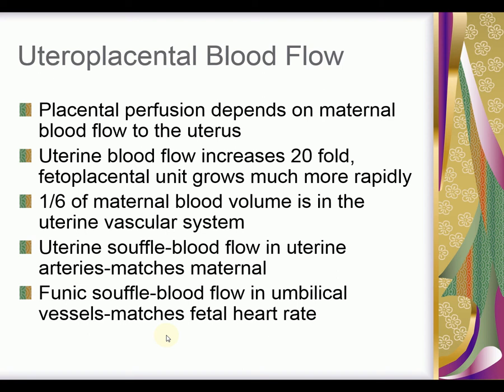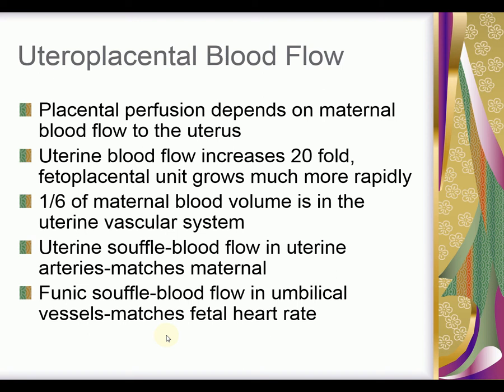Our uteroplacental blood flow, of course, we've talked a little bit about placental perfusion, depends on maternal blood flow to the uterus. Things that can cause a disruption are if mom has hypertension, if she has hypotension, if she has a seizure, if she's diabetic. A lot of things will disrupt maternal blood flow, which will disrupt the flow to the uterus, which in turn disrupts the flow to the placenta.